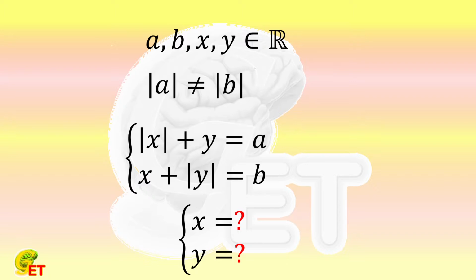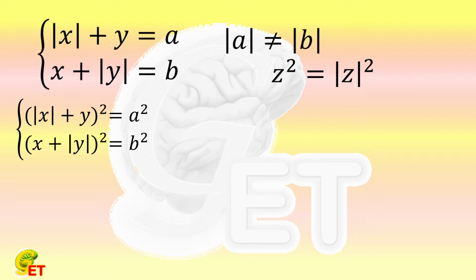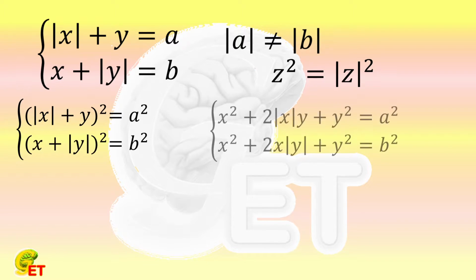The beginning part of solving this question is super simple. We know that the square of a real number is equal to the square of its absolute value. So we square both equations and expand them by using the perfect square formula. The absolute value of a is not equal to the absolute value of b. It means that the square of a is not equal to the square of b.